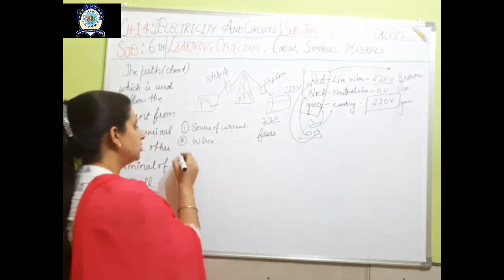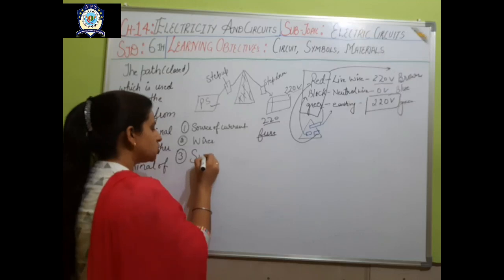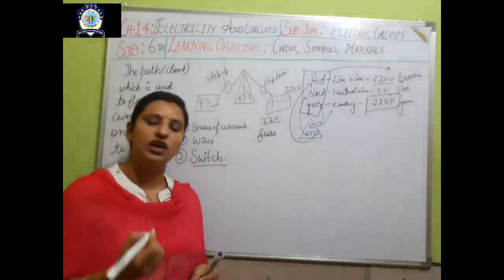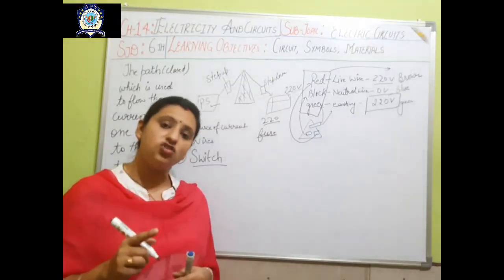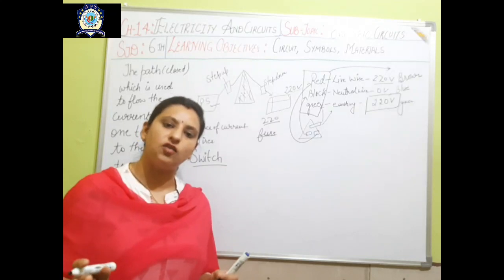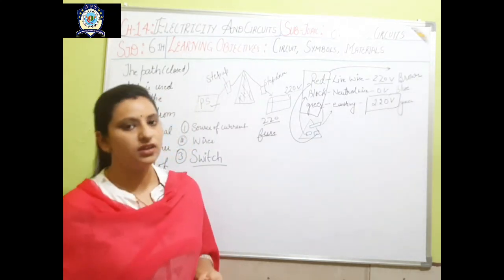Okay, so the third thing which is very important in the electric circuit is the switch, because it helps in regulating the current in a controlled manner. Whenever you want to have the current or the working of any kind of appliance, you put on the switch, otherwise you put off the switch.